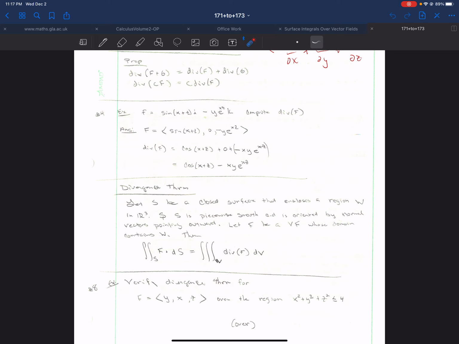Then let F be a vector field whose domain contains W, so it's defined on all of that region. Then this surface integral for that vector field is the same as a triple integral over the entire region of just the divergence of that vector field.